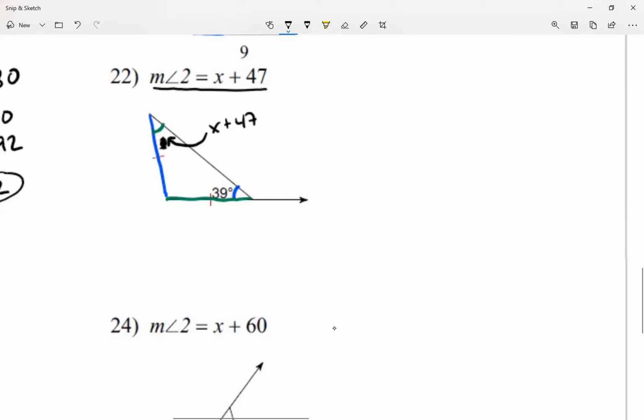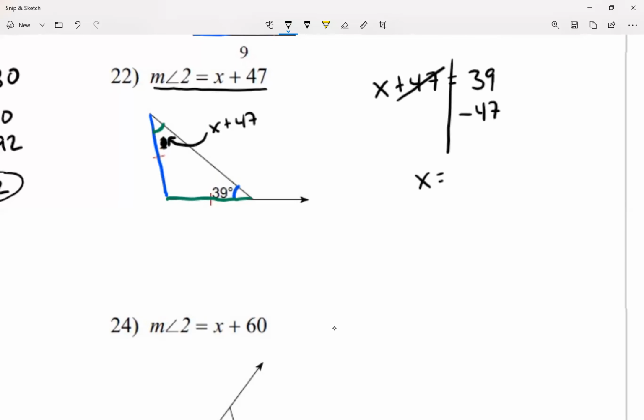Therefore, I have that x plus 47 equals 39. Right, those two angles are equal. And the rest is just algebra. Let me separate them through the equal sign. The plus 47, because I want the x by itself, let me cancel it out. I'm gonna move it to the other side as a minus 47, opposite signs. So I get that x is equal to 39 minus 47, I know it's negative 8.